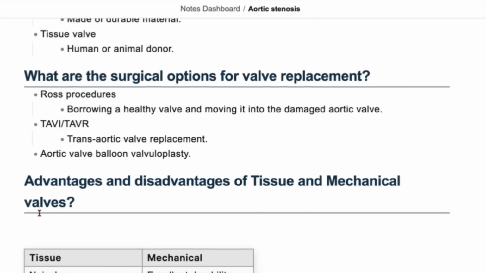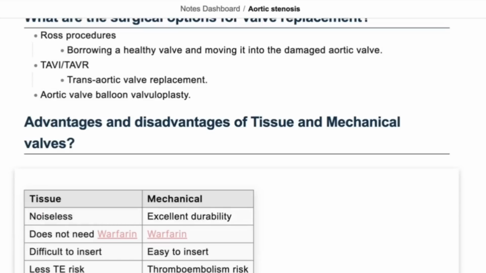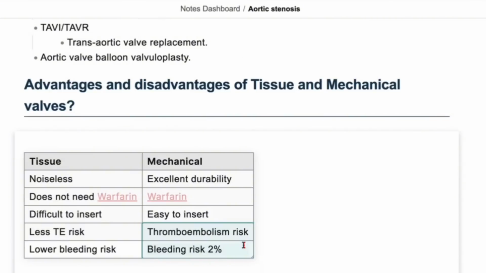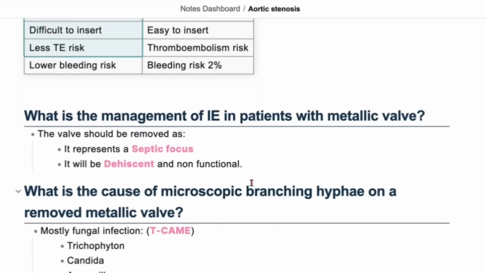I think the comparison, you could have made it slicker as well. So a tissue valve is noiseless, doesn't need warfarin. I mentioned some of this feedback to one of your colleagues today. She was comparing benign and malignant, and she kept saying benign would be this, malignant would be this, benign would be this. That was very boring. So here, tissue is noiseless, doesn't need warfarin, it's difficult to insert, has less thromboembolism risk and lower bleeding risk. On the other side, it's the complete opposite. And you can stop here. I think you've answered this very well.